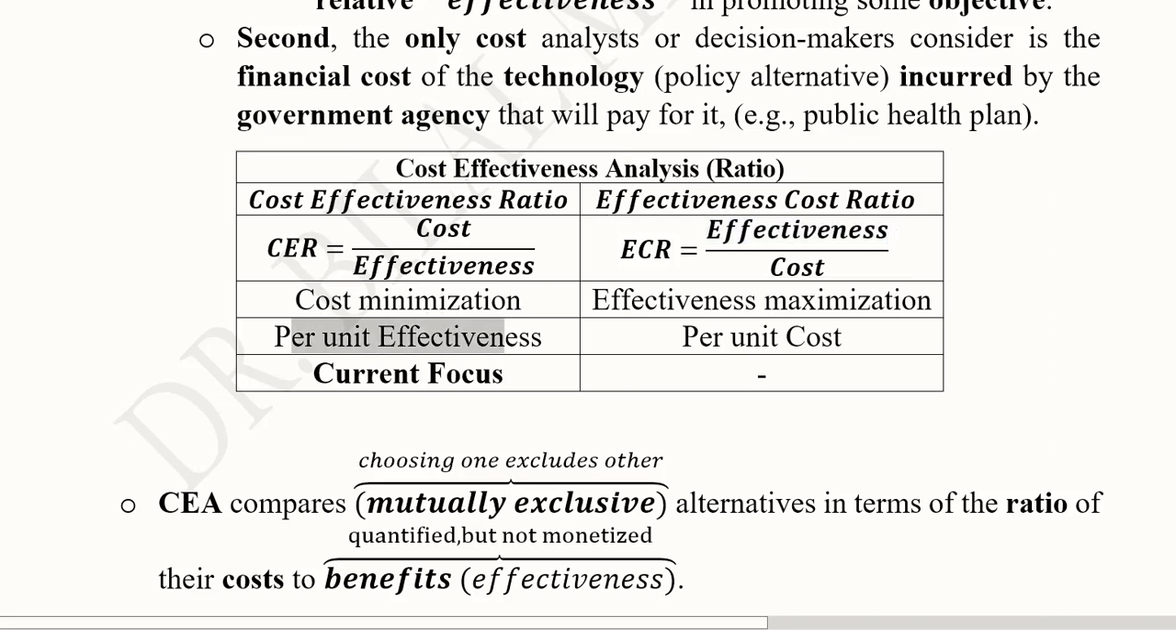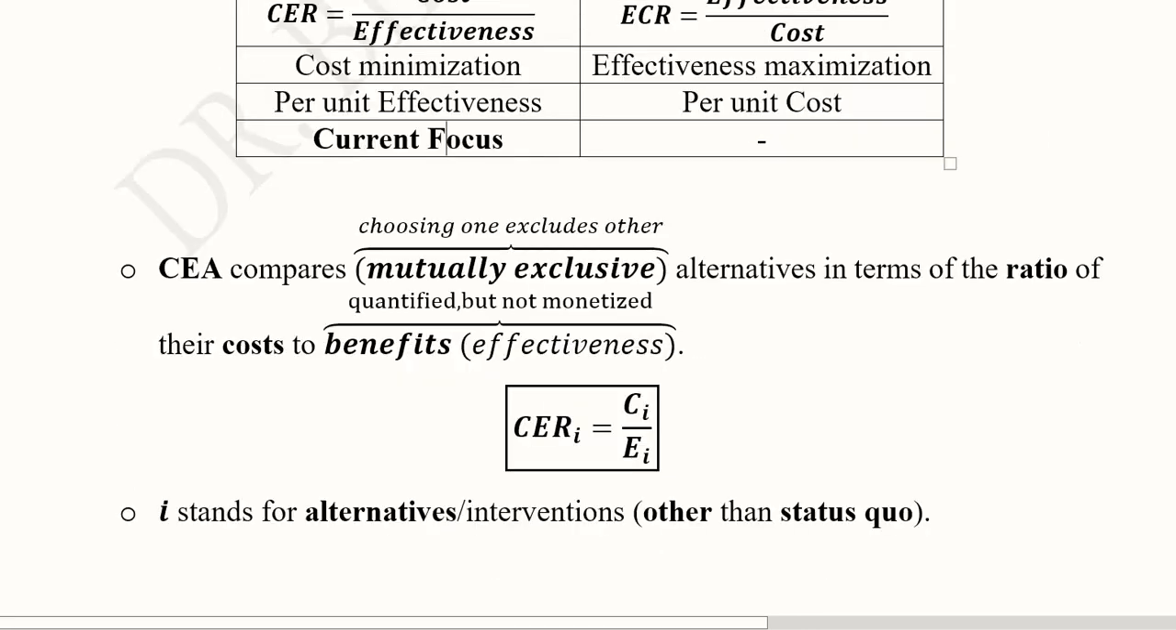This is the per unit effectiveness and this is the per unit cost. Here the value of the effectiveness will be 1 for the sake of analysis, and here the cost will be equal to 1 for the sake of analysis as we go ahead.